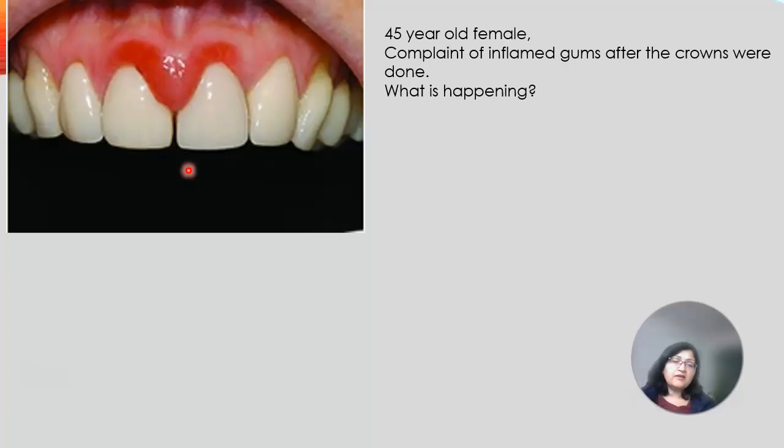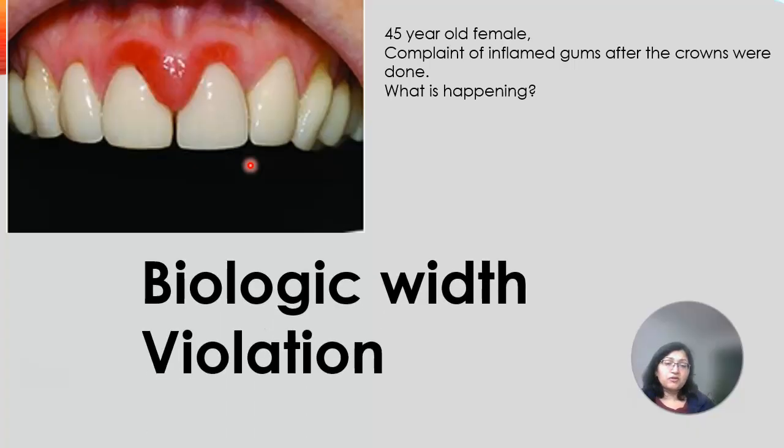But yes, in this kind of scenario, why do you think this is happening? A 45-year-old female with inflamed gums, and this happened after the crowns were done. Well, some people would say maybe she's not brushing well, the hygiene is not good, the margins are subgingival and that's causing the problem. But is that all? That could be a reason, but is that all? Or is there a bigger picture of biologic width violation?